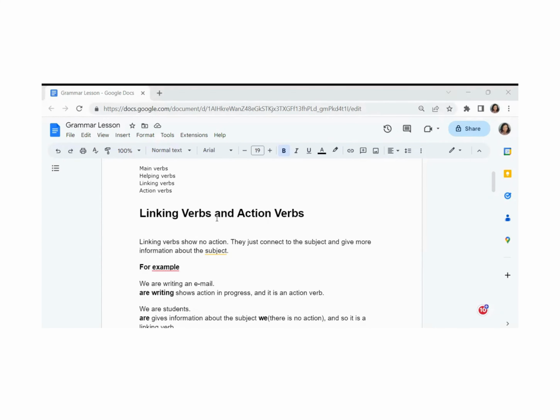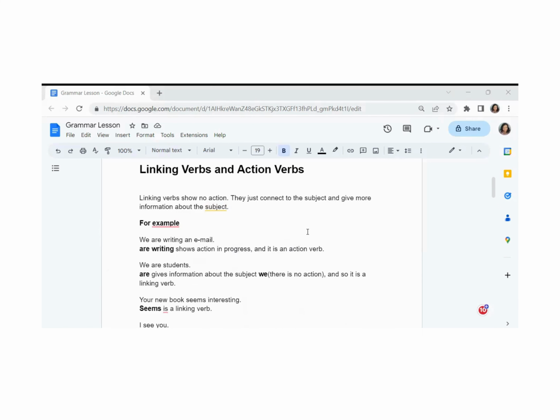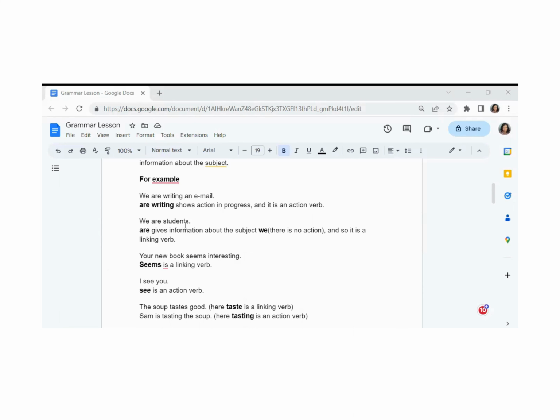Let's look at linking verbs and action verbs. Linking verbs show no action. They just connect to the subject and give more information about the subject. For example, we are writing an email. Writing shows action in progress, and it is an action verb. We are students. Are gives information about the subject. There is no action, and so it is a linking verb.